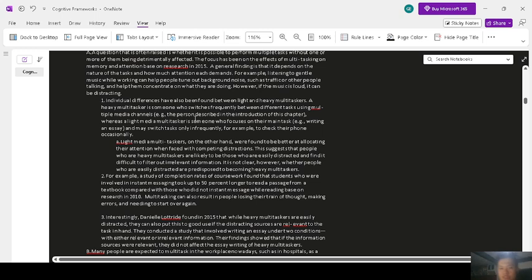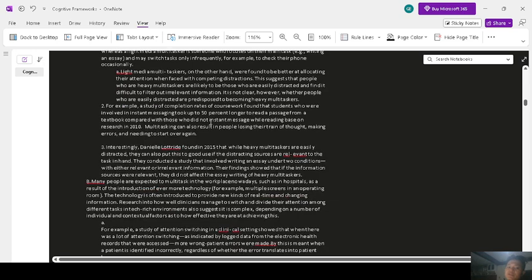Individual differences have also been found. Light to medium multitaskers, on the other hand, were found to be better at allocating their attention when faced with competing distractions. This suggests that people who are heavy multitaskers are likely to be those who are easily distracted and find it difficult to filter out irrelevant information. It's not clear, however, whether people who are easily distracted are predisposed to becoming heavy multitaskers.